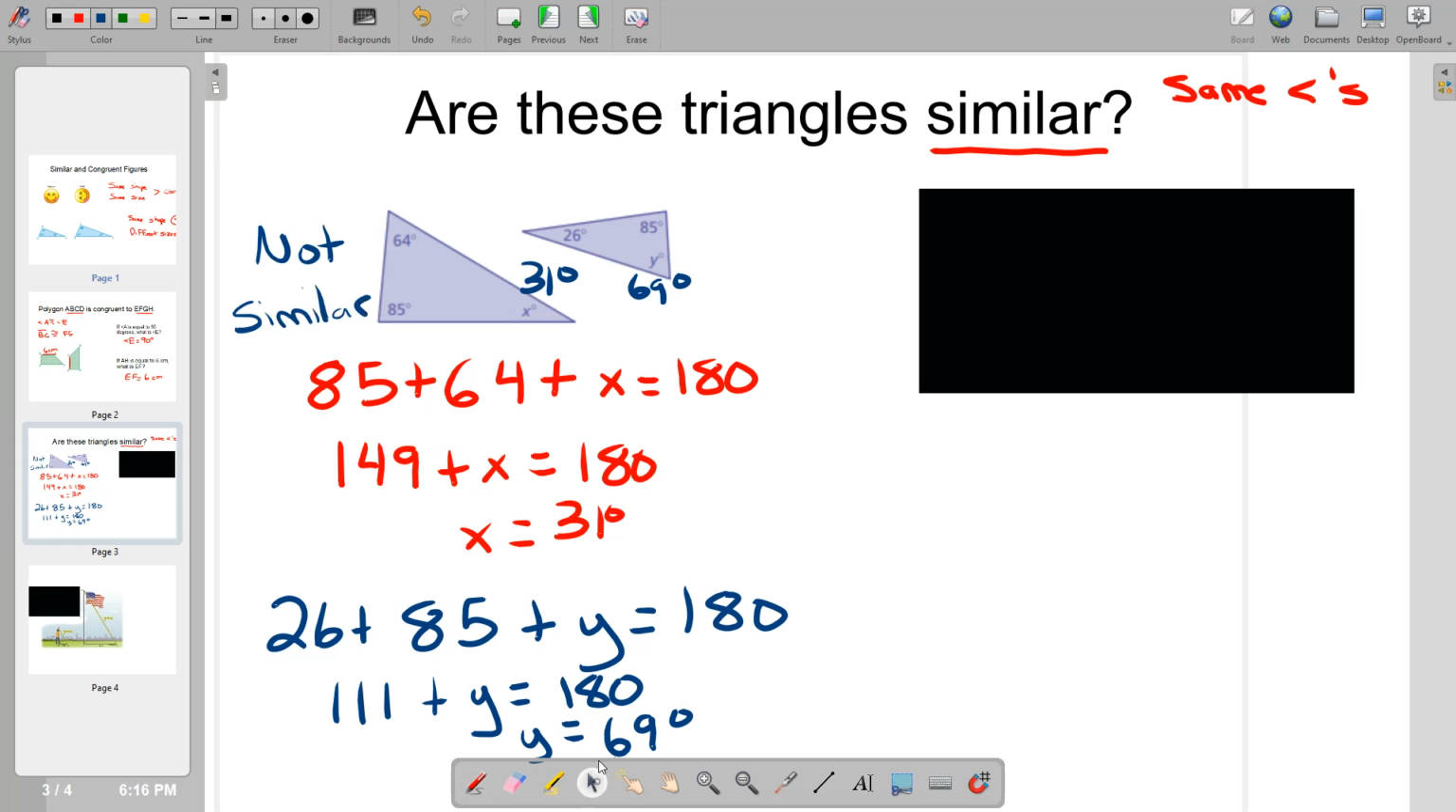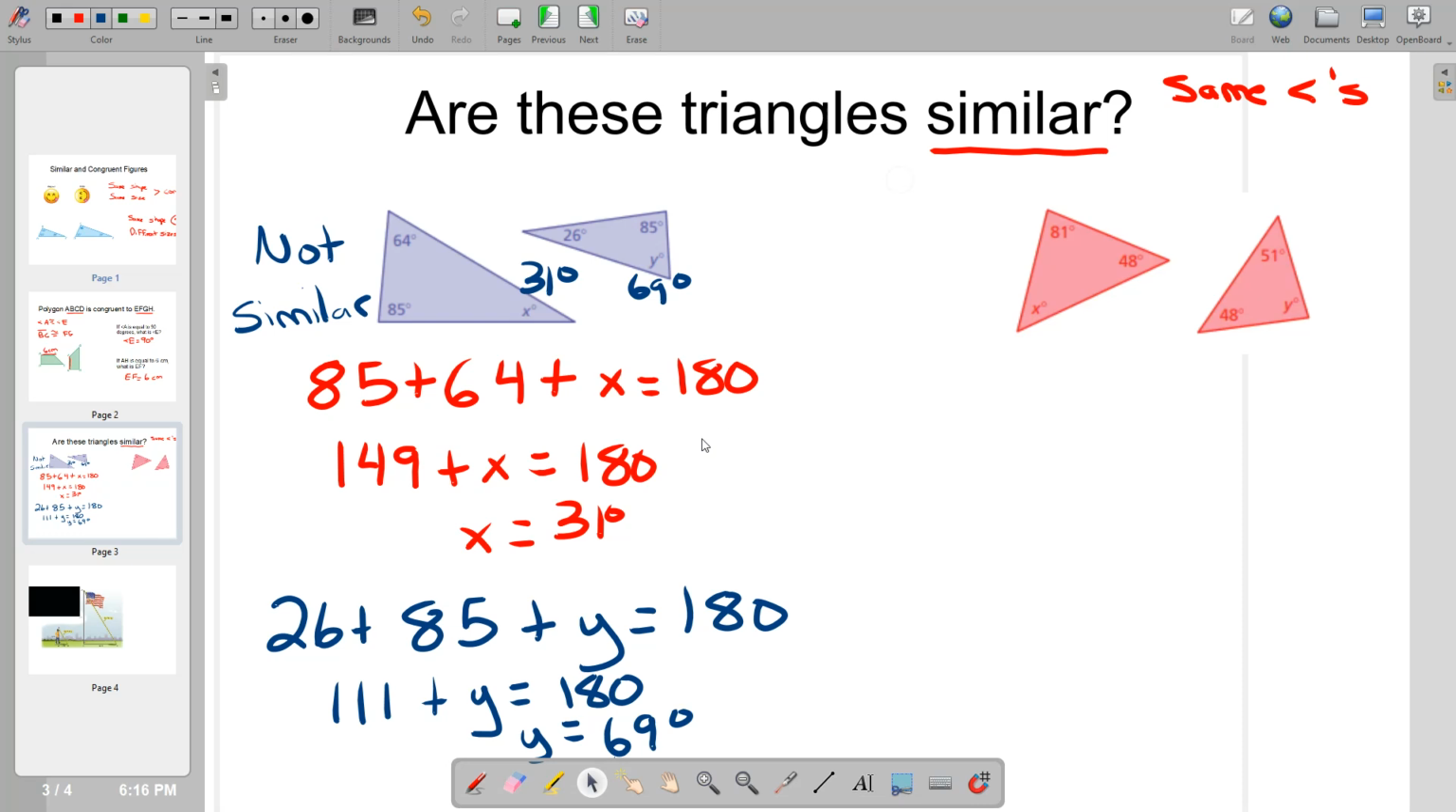Let's look at one more. Same idea for the first one. If we do 81 plus 48, that would be 129 plus x equals 180, which means our x would be equal to, if we subtracted 129 from both sides, I believe it would be 51, or 51, as my friend 50 Cent would say.